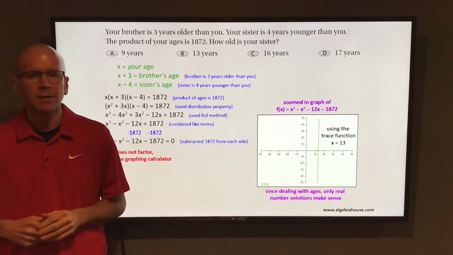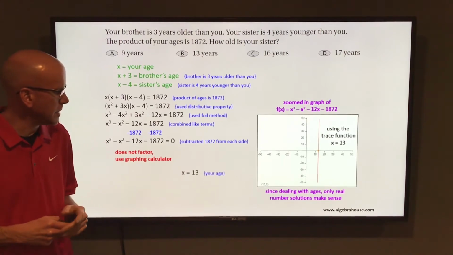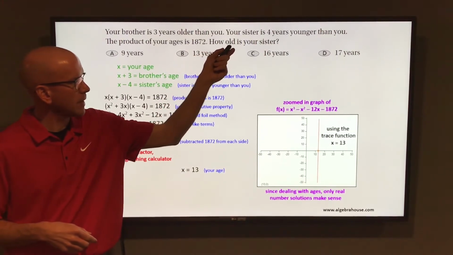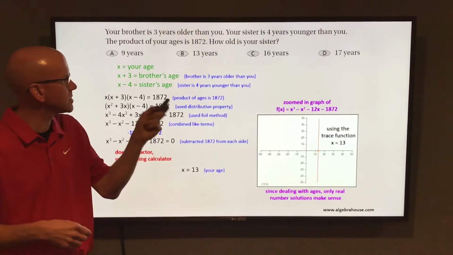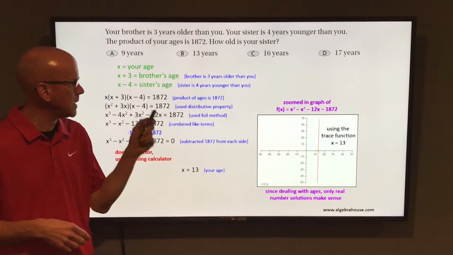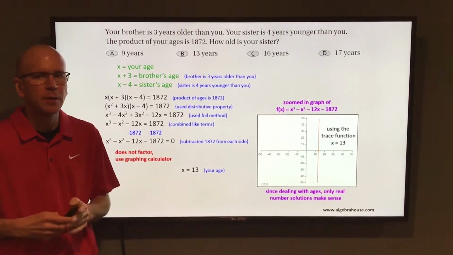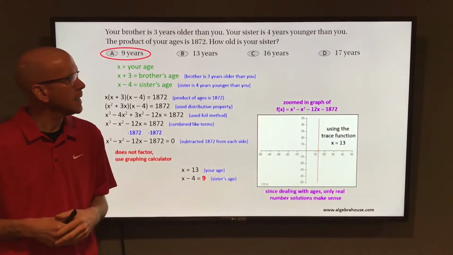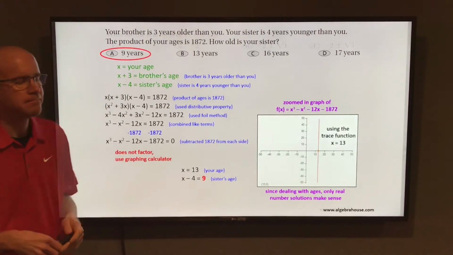So basically, that's all you need to know. X equals 13. So if x equals 13, remember, what are we looking for? What are we finding? We're finding out how old is your sister. Well, your sister up here is x minus 4. So if you are 13 and she's 4 years younger than you, then she is going to be 9. So x minus 4 equals 9. That's really what we're looking for, and that is letter A.